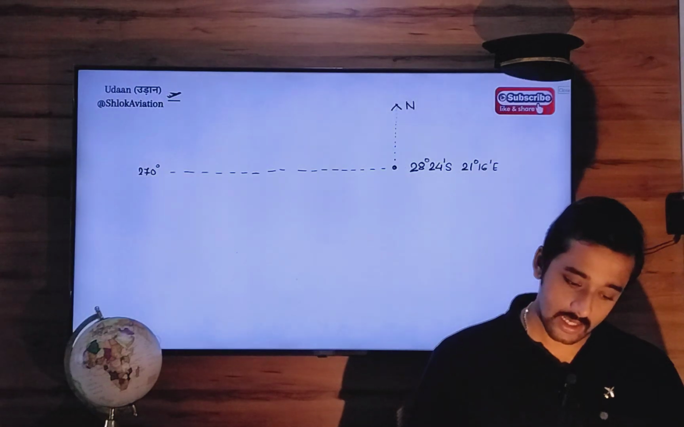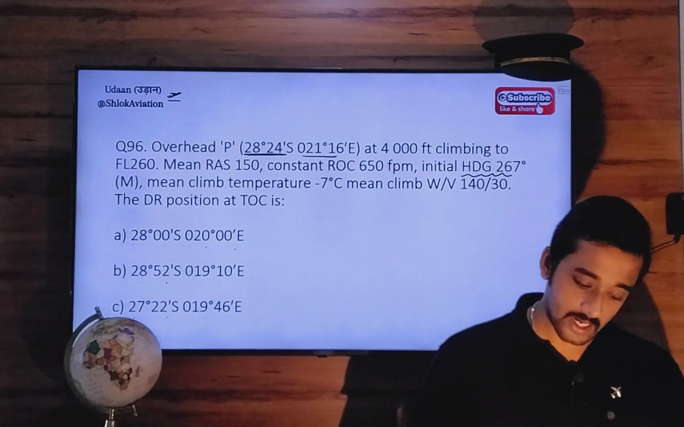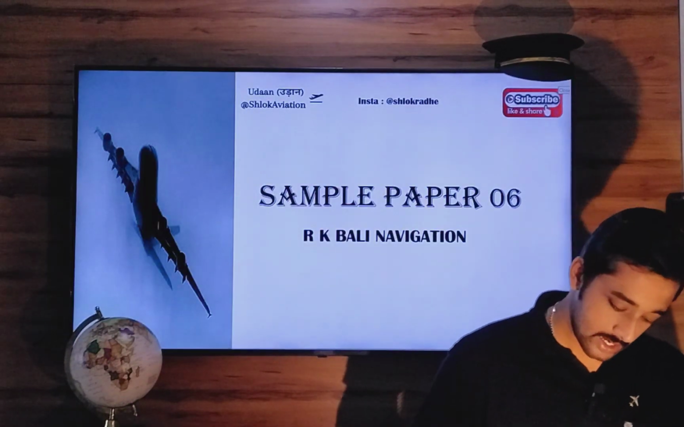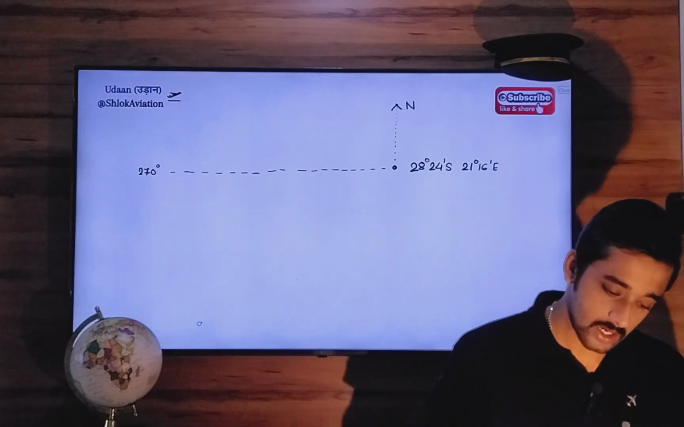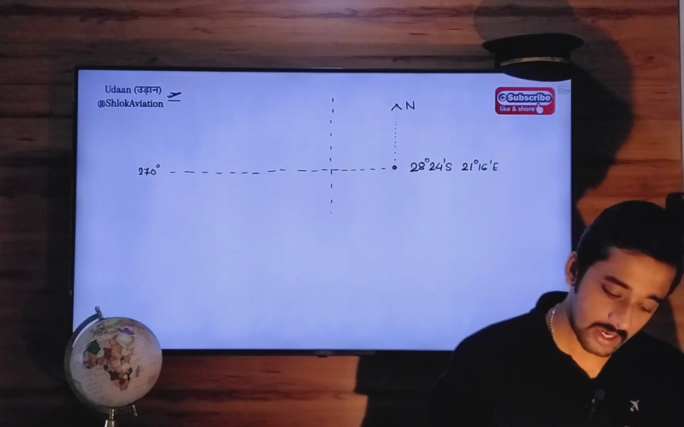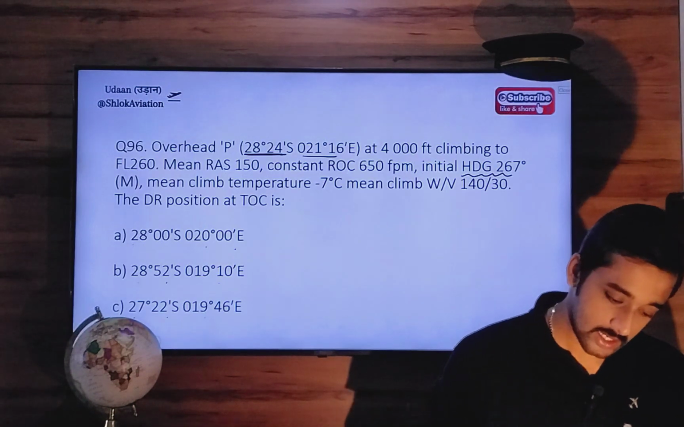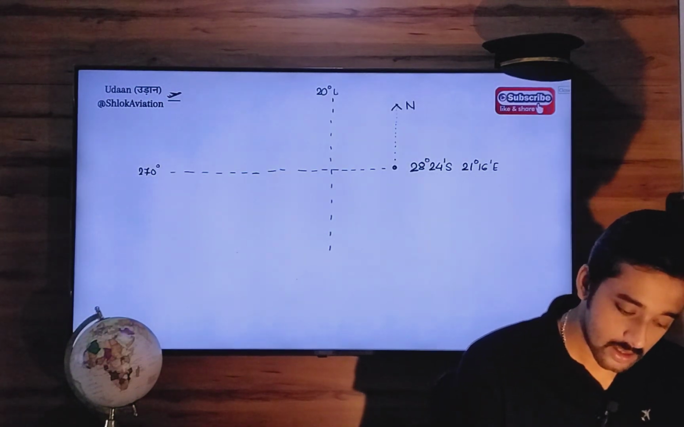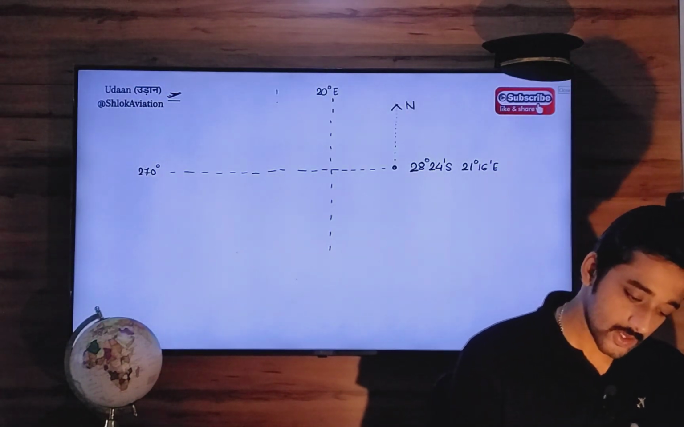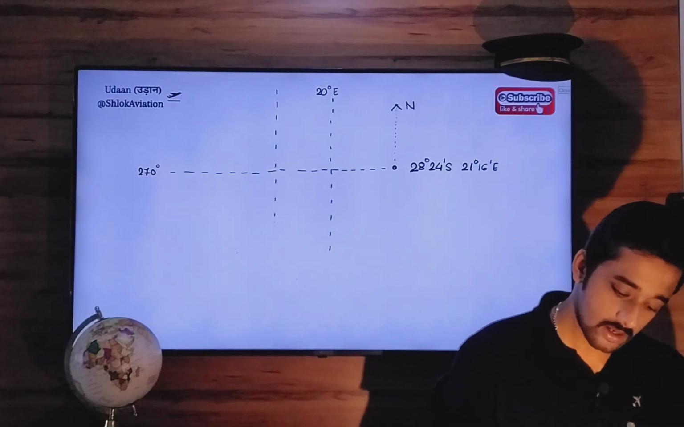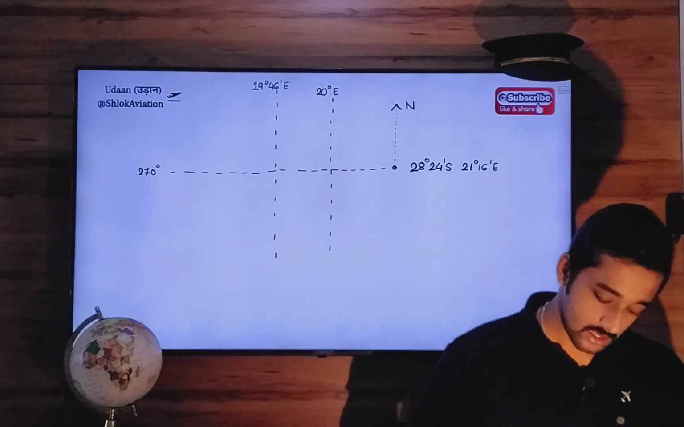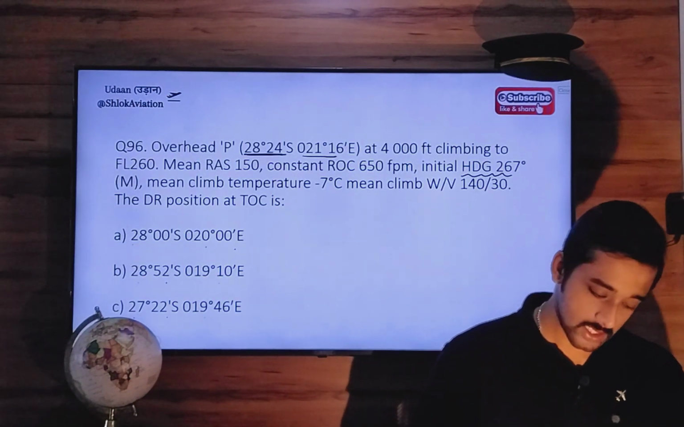So we have 20 degree east, 19 degree 10 minutes east and 19 degree 46 minutes east. So 20 degree east will be, let's say, somewhere here. The closest longitude to the longitude 21 degree 16 minutes east, so that is 20 degree east. The next closest will be 19 degree 46 minutes east. So let's say this is that longitude. The third and the last, 19 degree 10 minutes east.